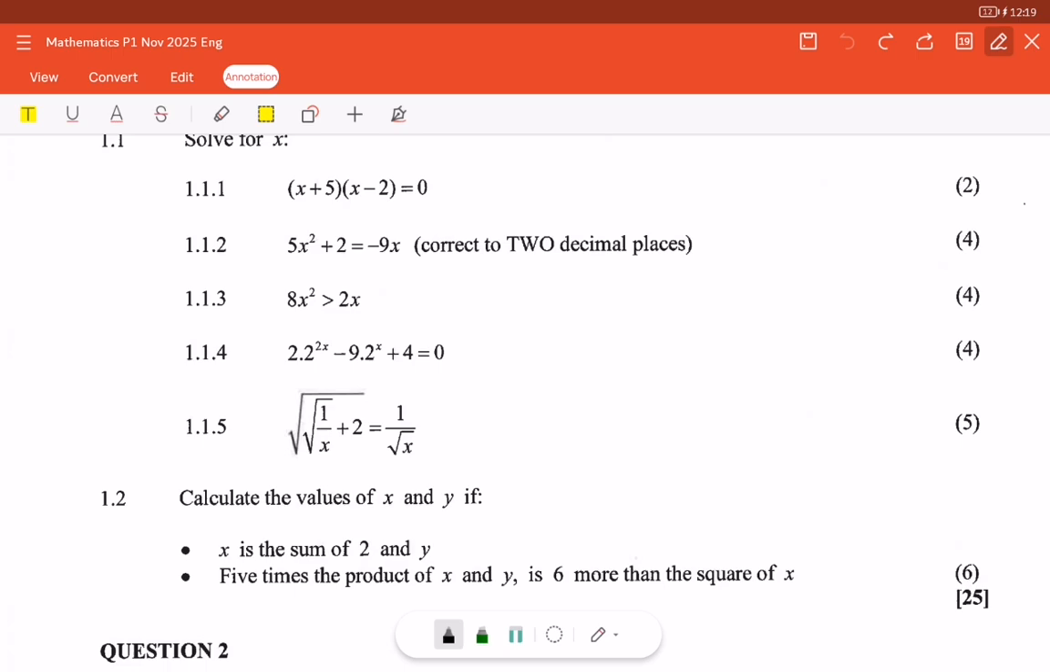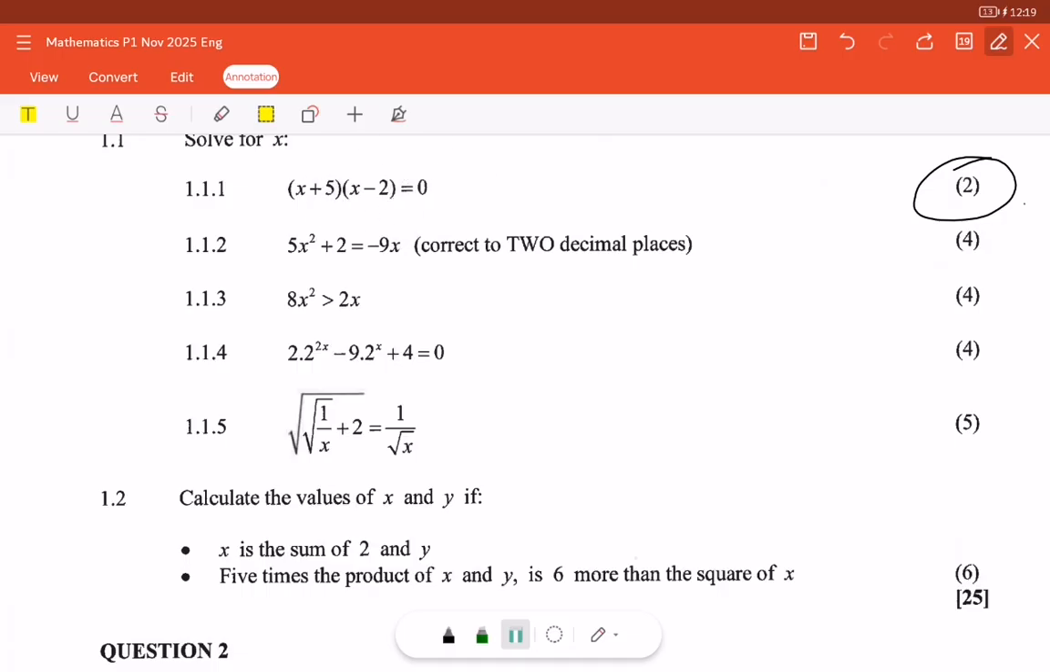All right, so this question here, the first question says solve for x. You can see from the way it looks that this question 1.1.1 is only 2 marks. So one common mistake that people make is they try to foil this thing out again and then refactorize it to get the answer. Let me show you the trick.